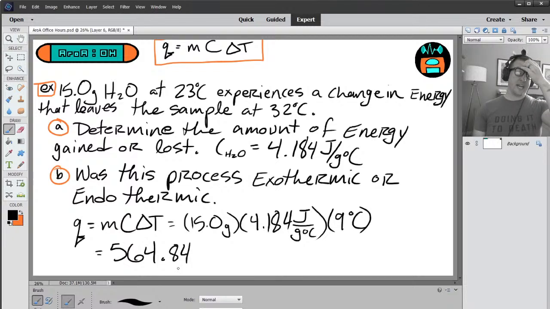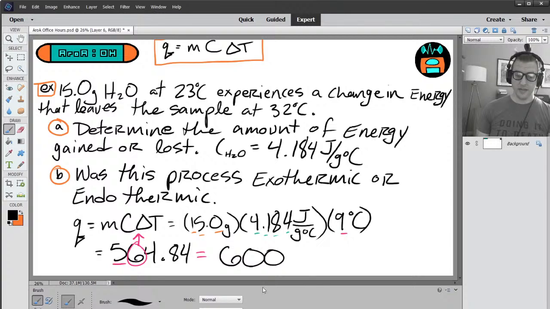564.84. Now, when you look at how many sig figs our answer can have, our mass has 3 significant figures. Our specific heat capacity has 4 significant figures, and our change in temperature only has 1. So that's going to limit us. We round to 1 sig fig, 6 rounds up. So the correct answer after rounding to the correct number of sig figs is 600.